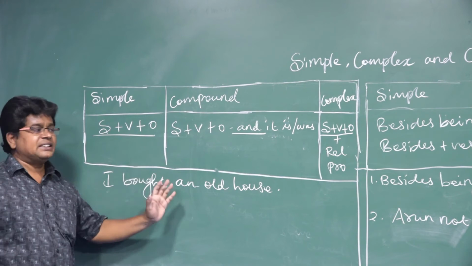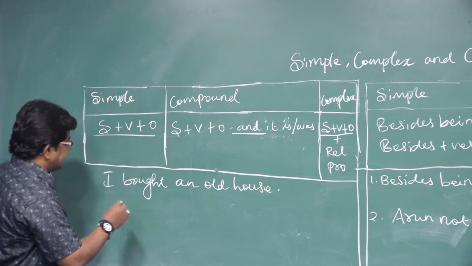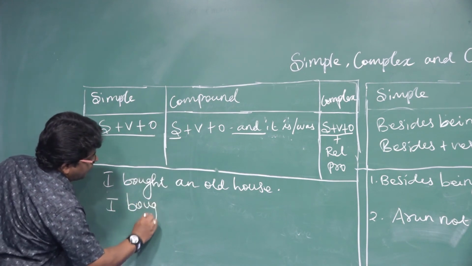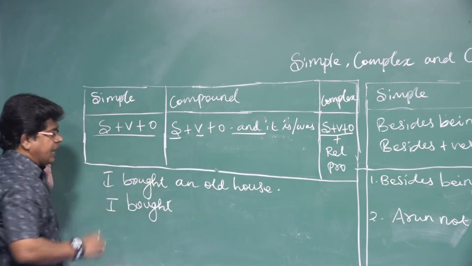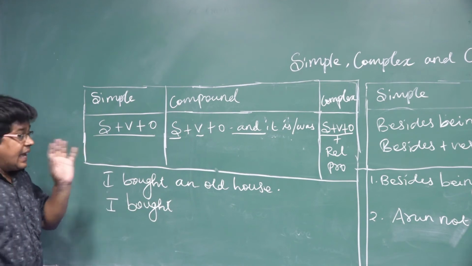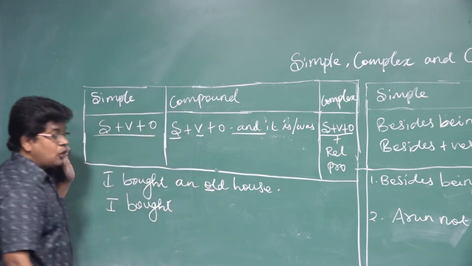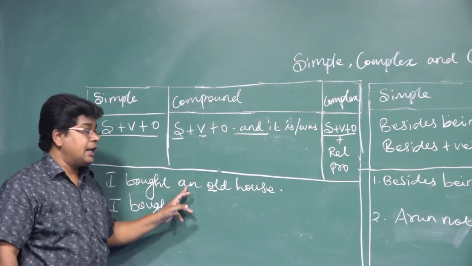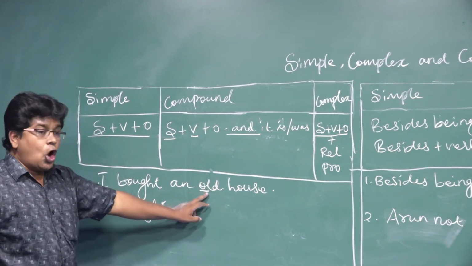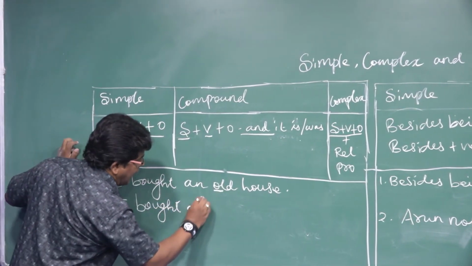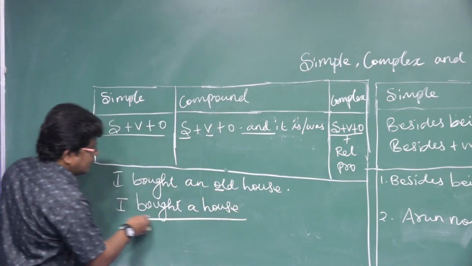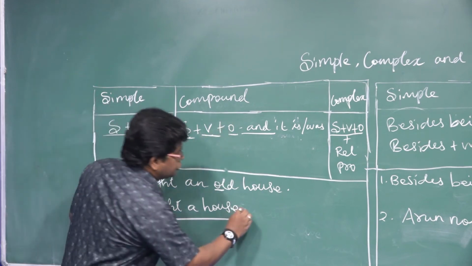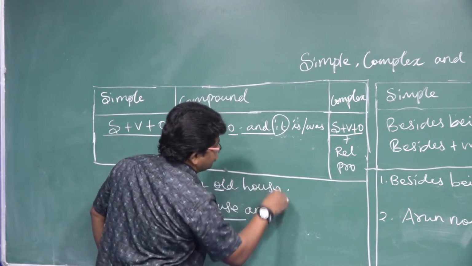Now we are going to change this simple sentence into a compound sentence. It is very simple. Subject, I, verb, bought. What have I bought? I bought a house, because here they have given an old house, and in front of the vowels we have to use an article, but we are not going to use old. We are going to write only I bought a house. Subject, verb, object. I bought a house. Next I am going to use and it.